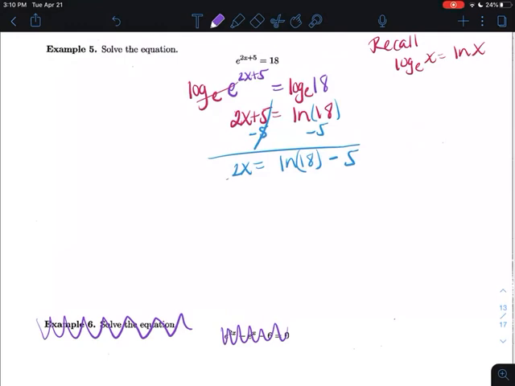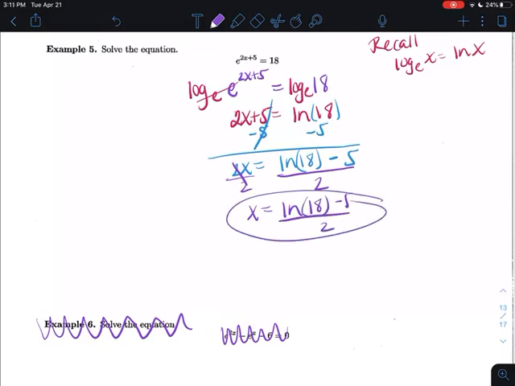Your goal is to get x by itself, so I'm going to divide both sides by 2. Just draw one big old fraction bar. All right, divide by 2. And then this will be your final answer: natural log of 18 minus 5 over 2. And then, of course, we can get the approximate answer by putting this into the calculator.